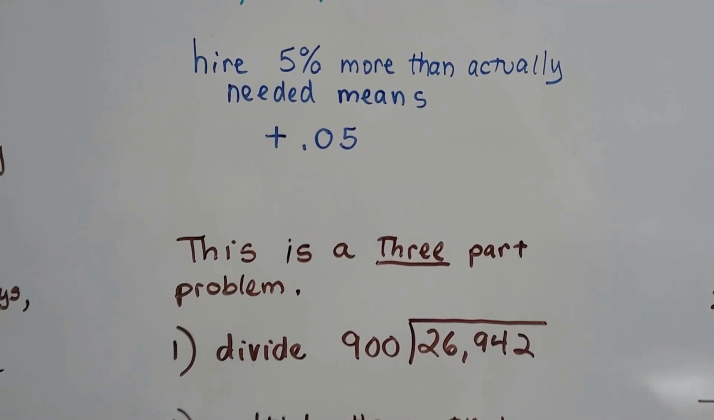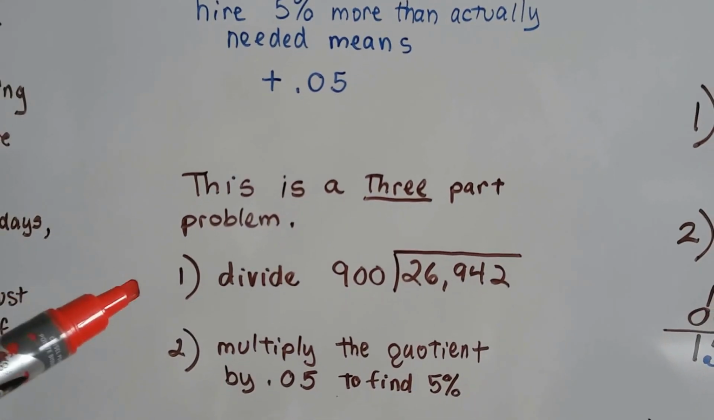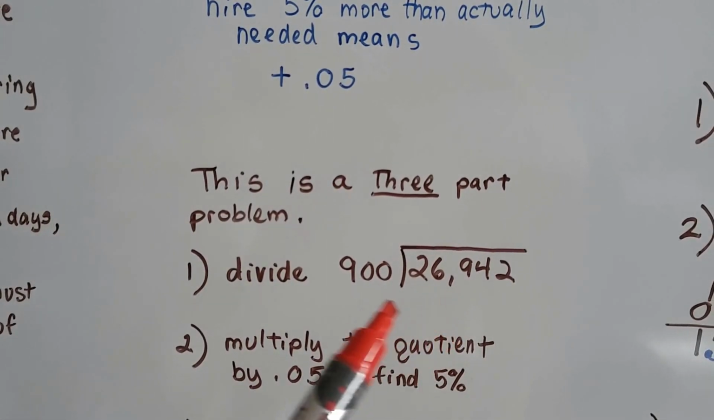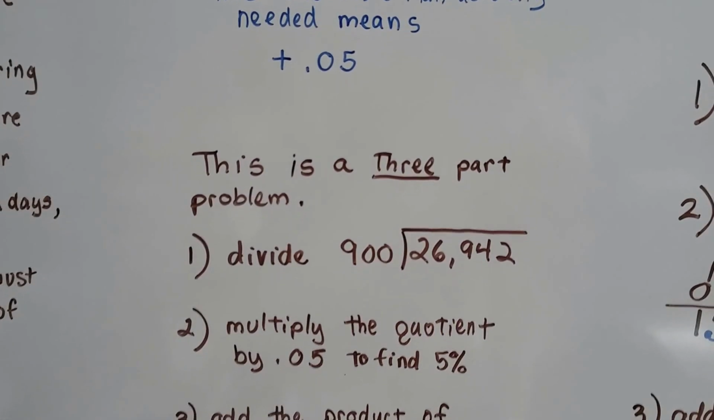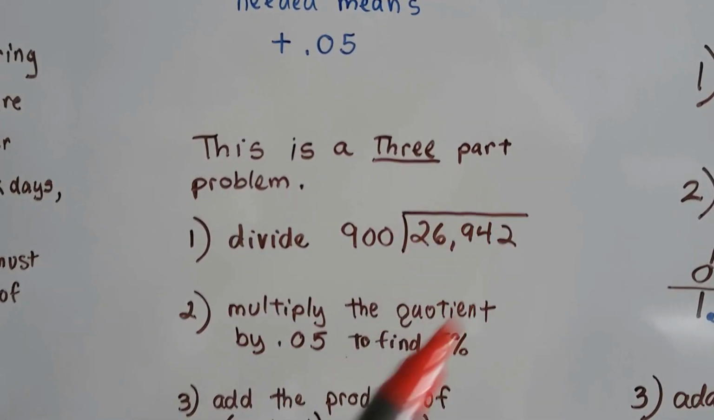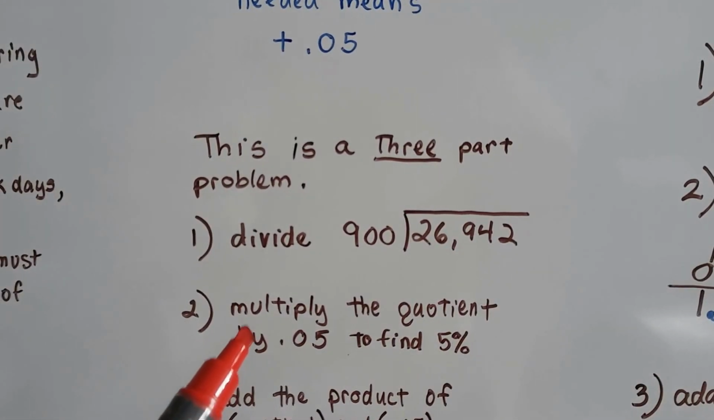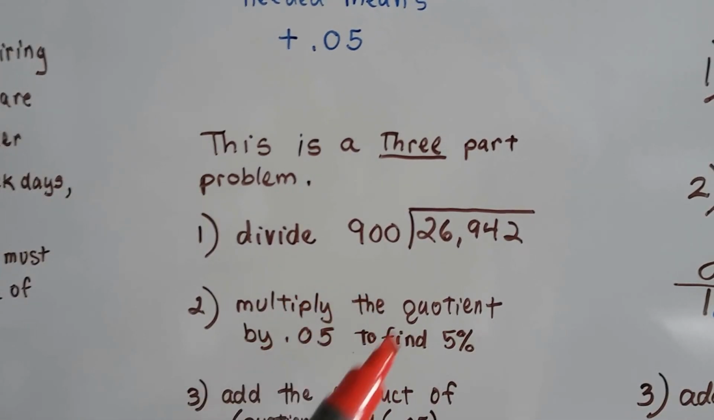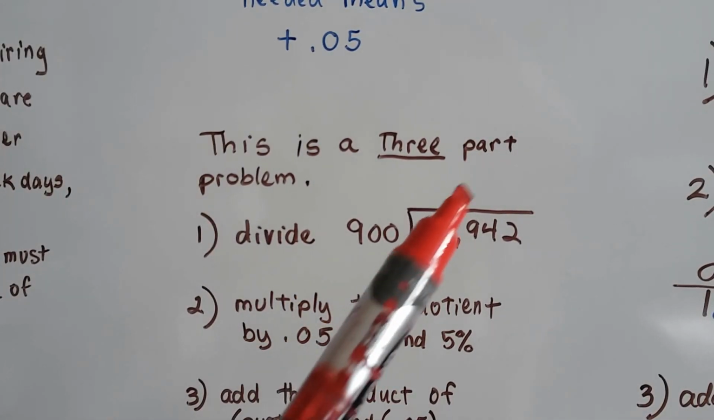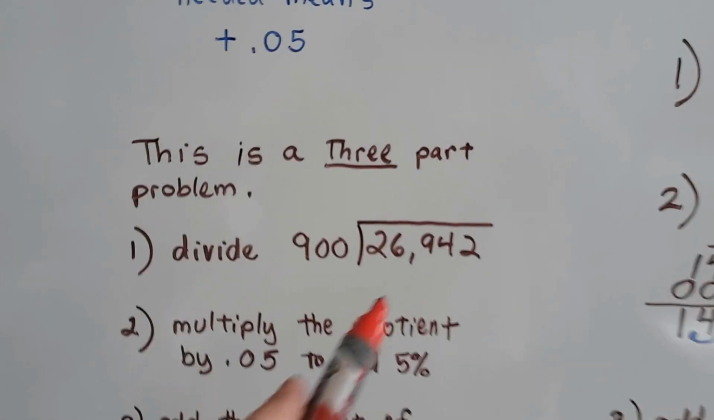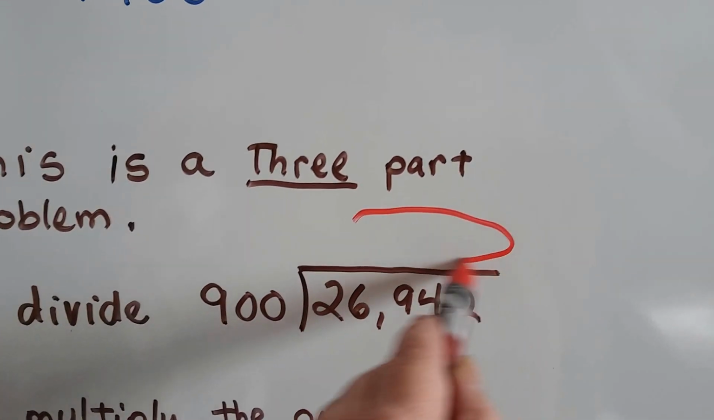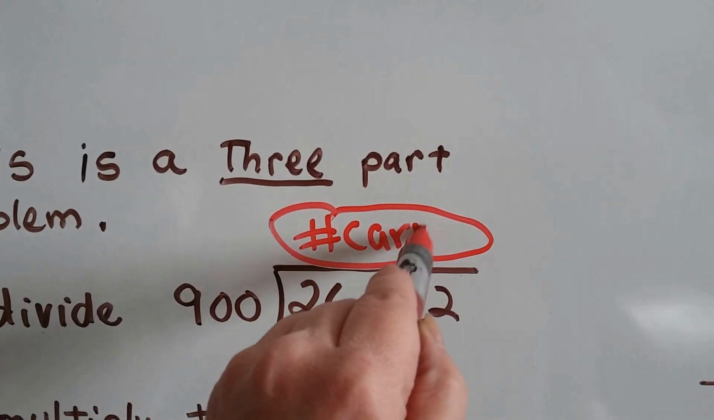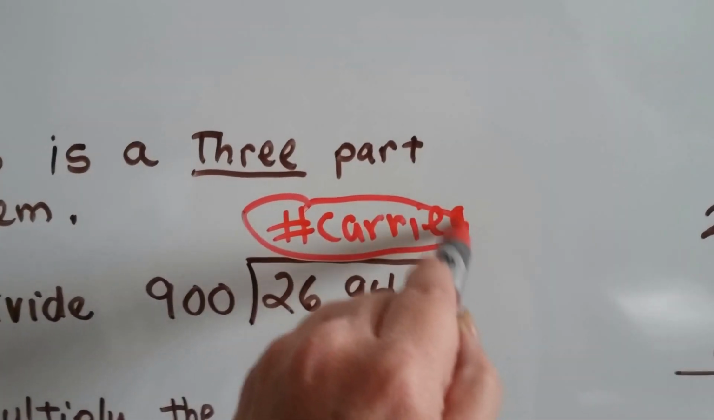So this is a three-part problem. The first thing we need to do is divide 26,942 by the 900. And we need to get a quotient. Once we get that quotient, we need to multiply it by 0.05. That way we'll find out what 5% of those carriers are. Whatever this quotient is, that's the number of carriers that are needed. Okay? That's going to be how many people need to be hired.